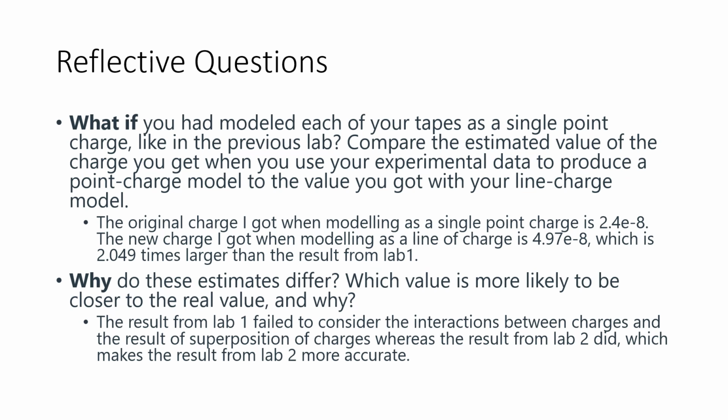This number is about 2 times larger than the result I got from Lab 1. So I think these two numbers are different because the result from Lab 1 failed to consider the interaction between charges and the superposition of charges, whereas the result from Lab 2 did, which makes the result from Lab 2 much more accurate.